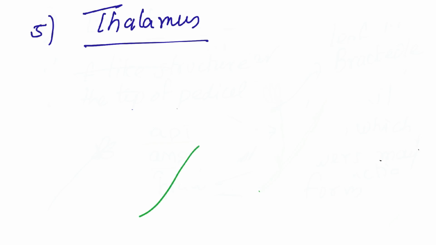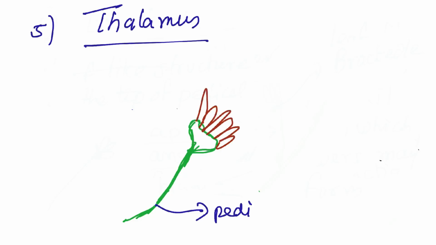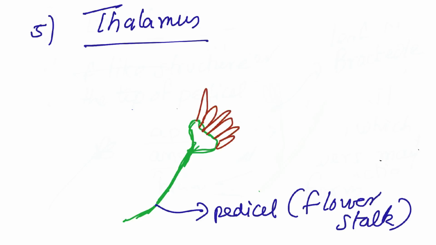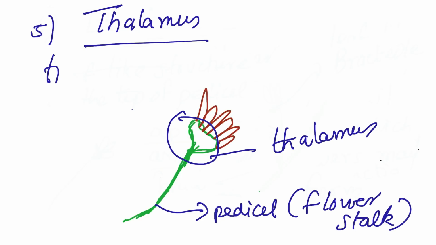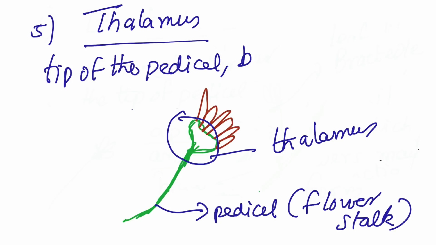Now we are going to the parts of the flower proper. You can see that after the pedicel, there's a bulbous, flattened out portion, and that portion is what is called the thalamus. It's on the thalamus that we have all the other parts of the flower. So it's a bulbous flattened part on which all the floral parts are arranged. You can consider the thalamus as the tip of the pedicel, that is the tip of the flower stalk, and it's usually quite flattened, and you can see the other flower parts on it.